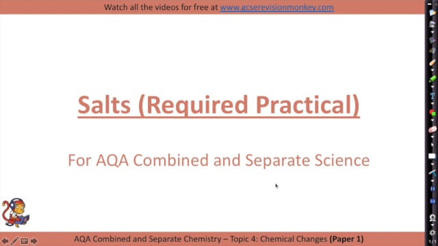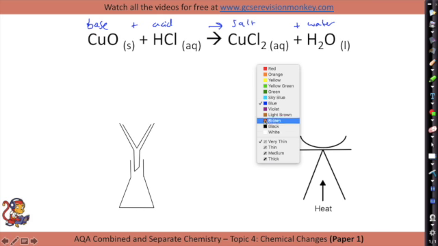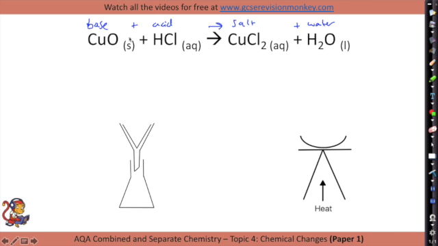We'll now talk about the required practical, which is all about making a salt. So to make a salt, we're going to do a neutralisation reaction. So we've got our base reacting with our acid to make a salt plus water. In this case, we've got copper oxide reacting with hydrochloric acid to produce copper chloride salt and water. You could use sulfuric acid to make copper sulfate. It all depends on what salt that you want to make at the end of the process. So this copper oxide, you can see by the state symbol, is solid, it's insoluble, and it is a black powder.